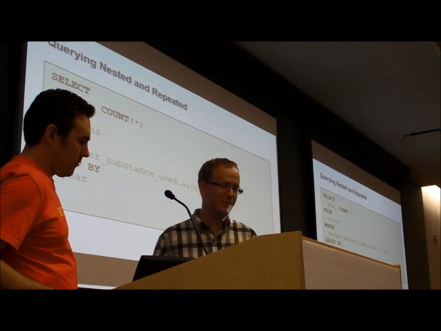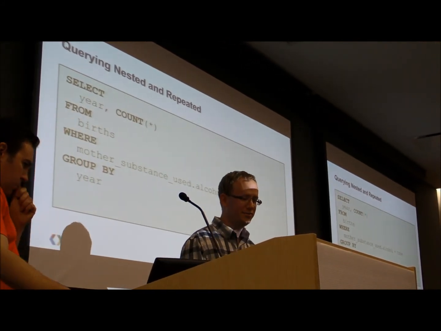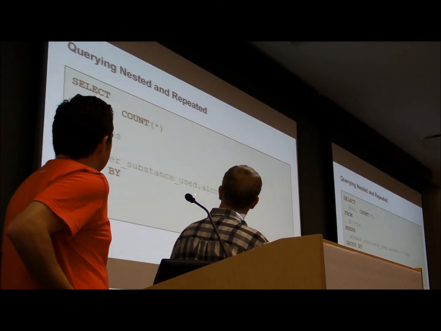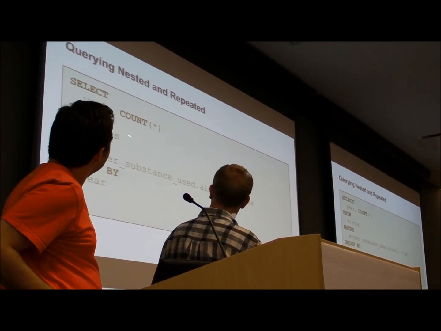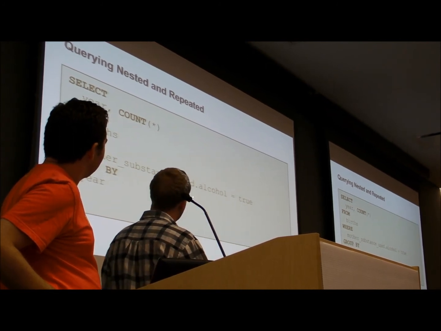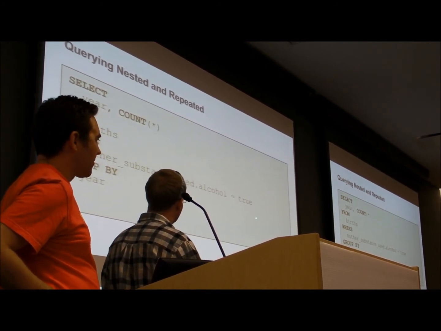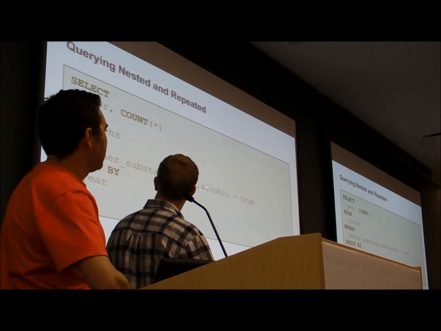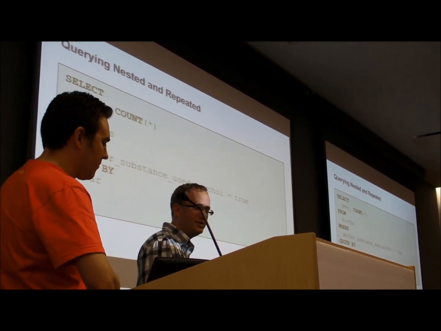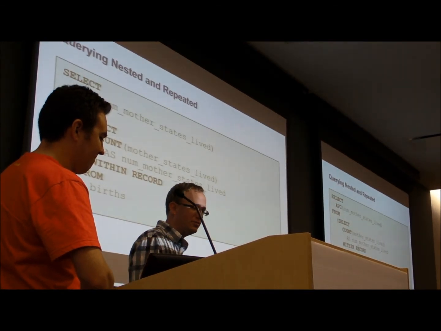All right, so when you want to query your nested and repeated data, there is a very simple way to do it, and that's just referencing. So for mother substance used, we reference .alcohol, which is just saying the alcohol property is true in mother substance used. That's a very simple query on the nested data, but then you can do some more complex things as well.